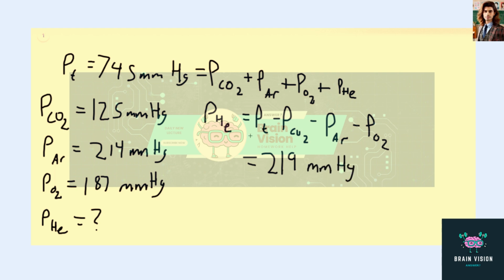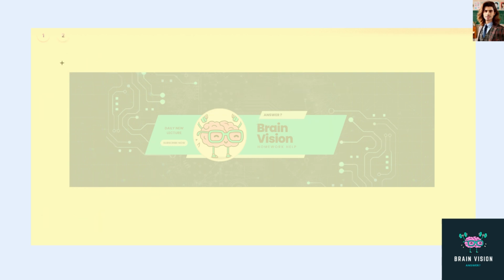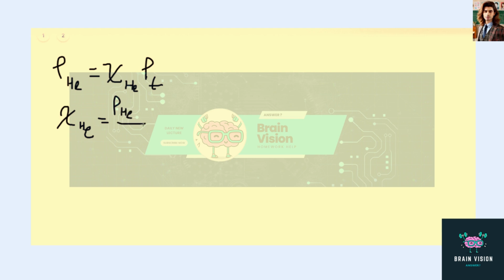And so now we want to find the volume as well as the mass of this helium. And so the way we do that is first we want to find the mole fraction of helium. And to do that, we can take the pressure of helium equals X, the mole fraction of helium, times P total. And so to solve for this mole fraction, we take the partial pressure of helium that we just found, divided by the total.